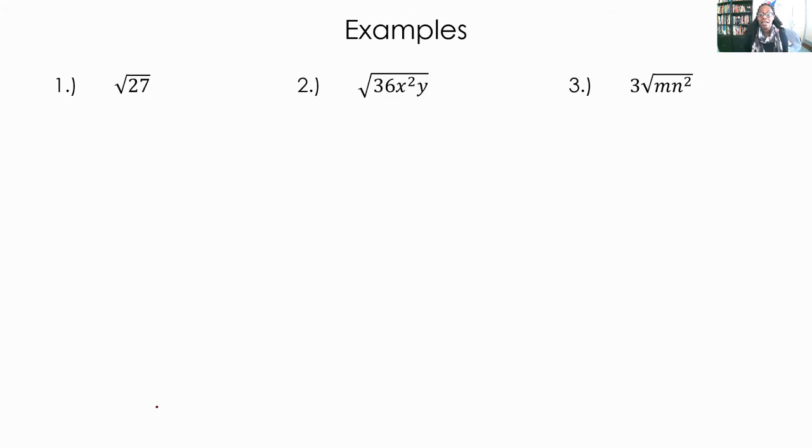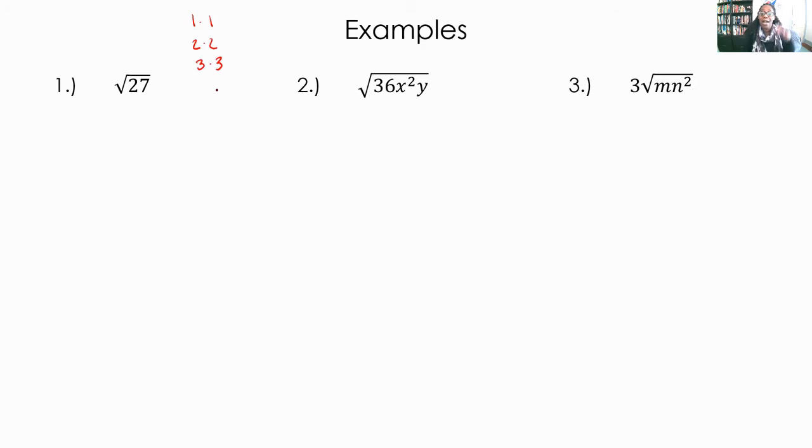So let's look at a couple of examples because I think that will help glue everything together. We have the square root of 27. Now 27 is not a perfect square. A perfect square is going to be like 1 times 1, or 2 times 2, 3 times 3, okay?